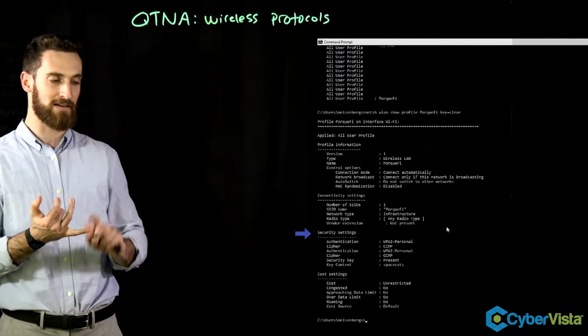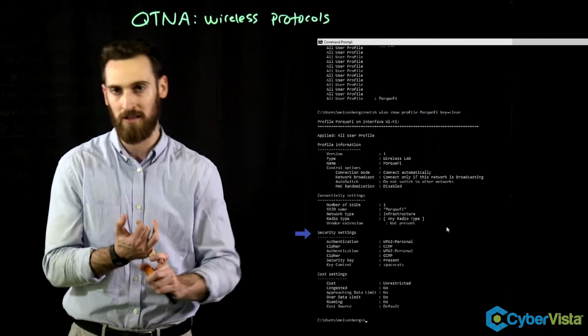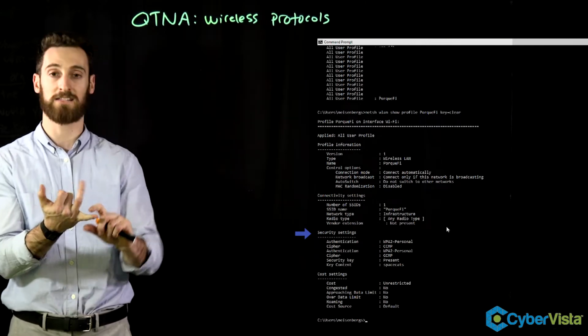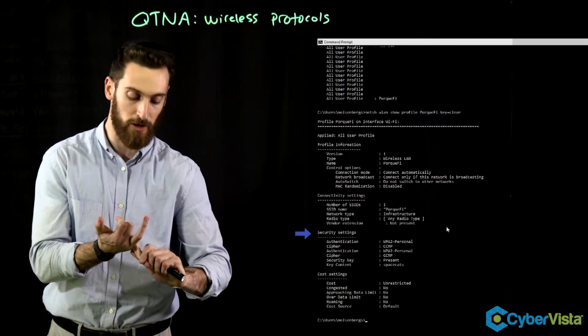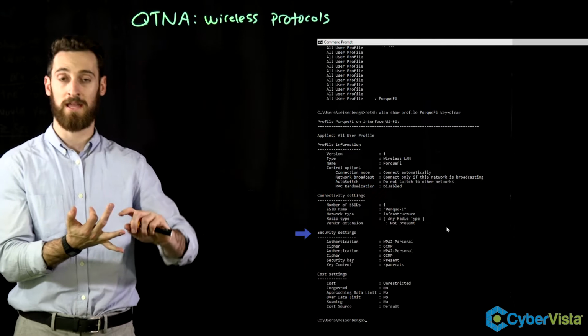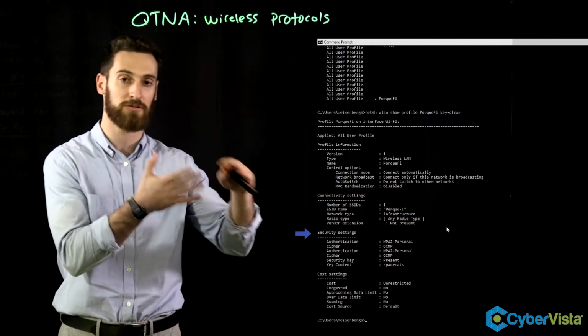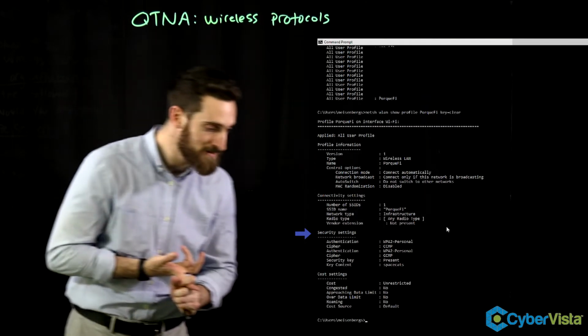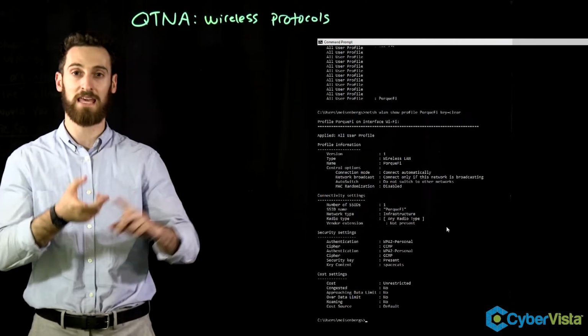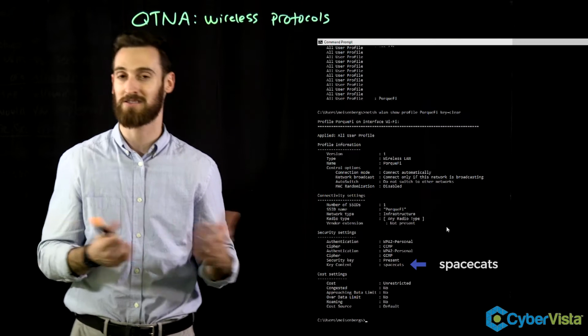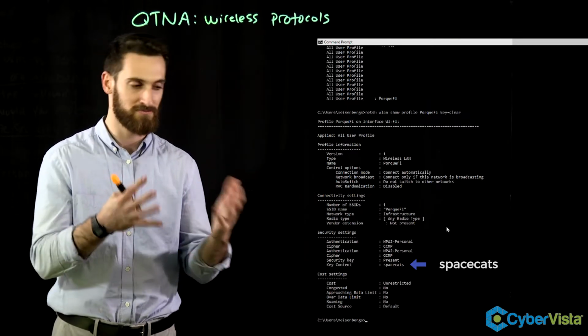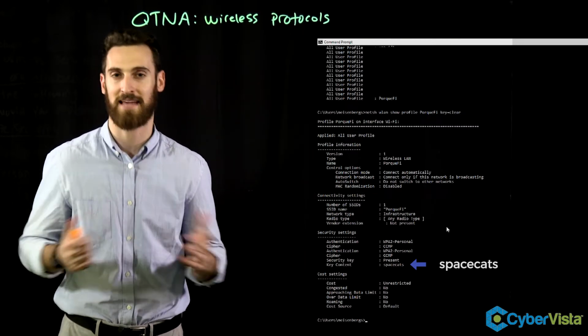So think about it. It's telling us some very valuable information. One, some stuff we already knew, right? It's running in WPA2 personal mode, so there's no authentication. It's using CCMP, which makes sense because it's running WPA2. That's the actual cipher. But right there, look, it tells you the key content, which is space cats, because of course the person who made this is a cat person.